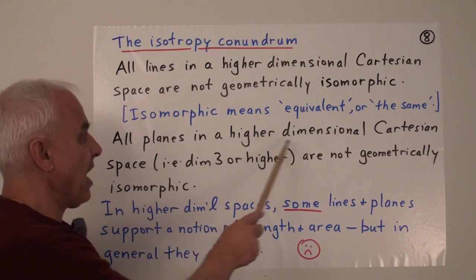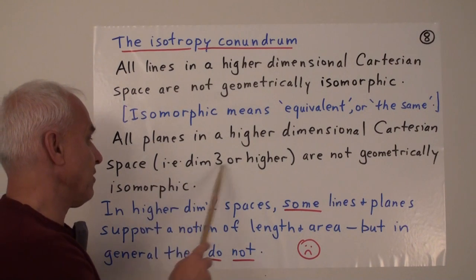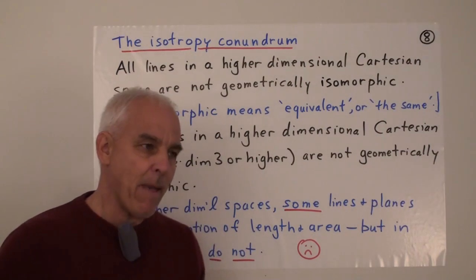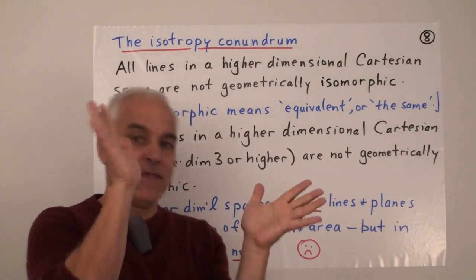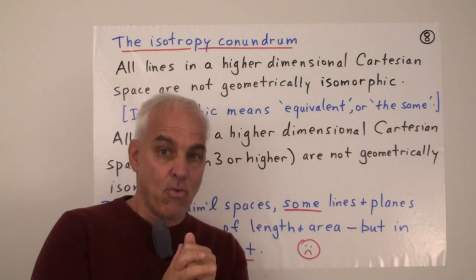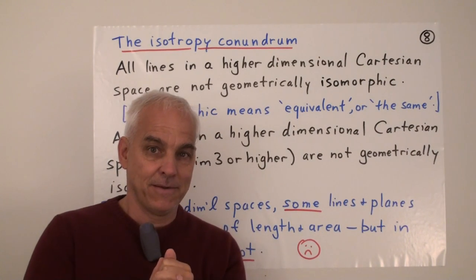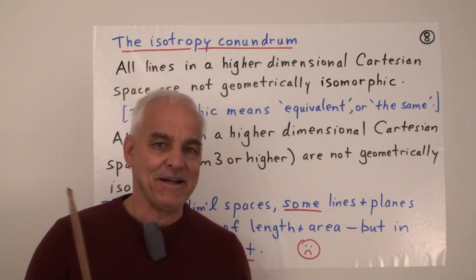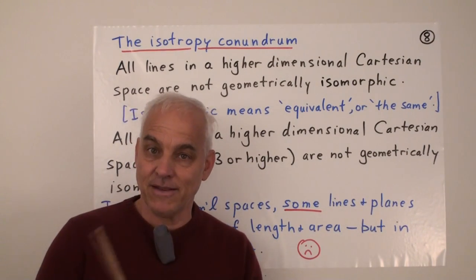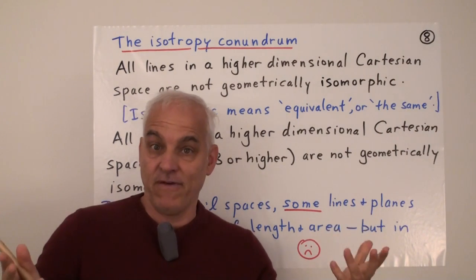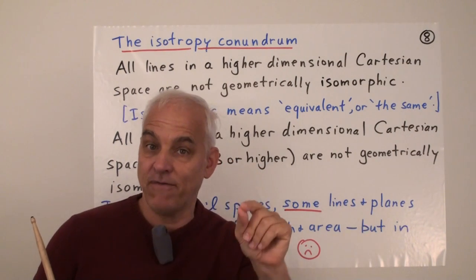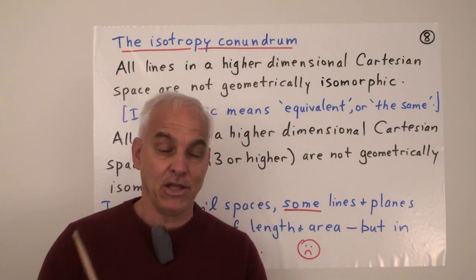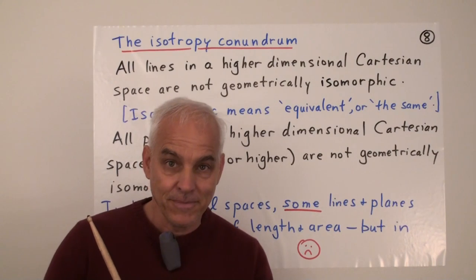Similarly, all planes in a higher dimensional Cartesian space, i.e. in dimensions 3 or higher, are not geometrically isomorphic. It's not automatically true that this plane and this plane have exactly the same geometrical properties in three-dimensional space. I know this is a sort of axiomatic idea that almost all mathematicians in the beginning of the 20th century think is self-evident. But it is not only not self-evident, it is also not true. Okay? It just represents a misunderstanding of our geometrical world.